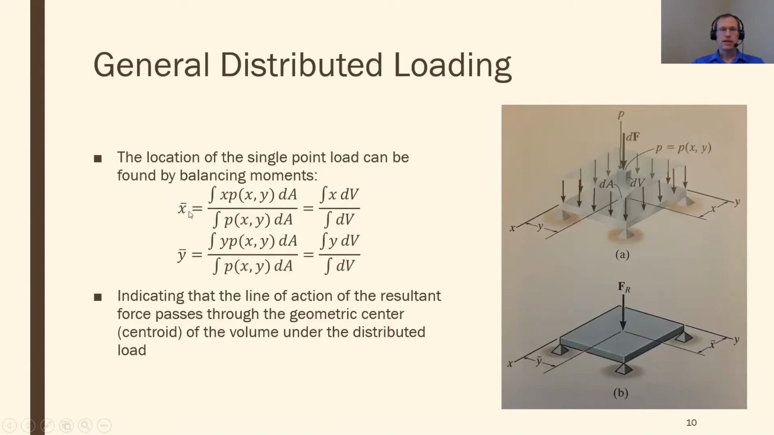And so essentially my X bar is the X coordinate of the centroid of this volume. Similarly, my Y bar is the Y centroid of this volume, which is where I want to put my force Fr. So the line of action of my single concentrated force passes through the geometric center, the centroid, of this volume, whatever I make out of this two-dimensional general distributed loading function.